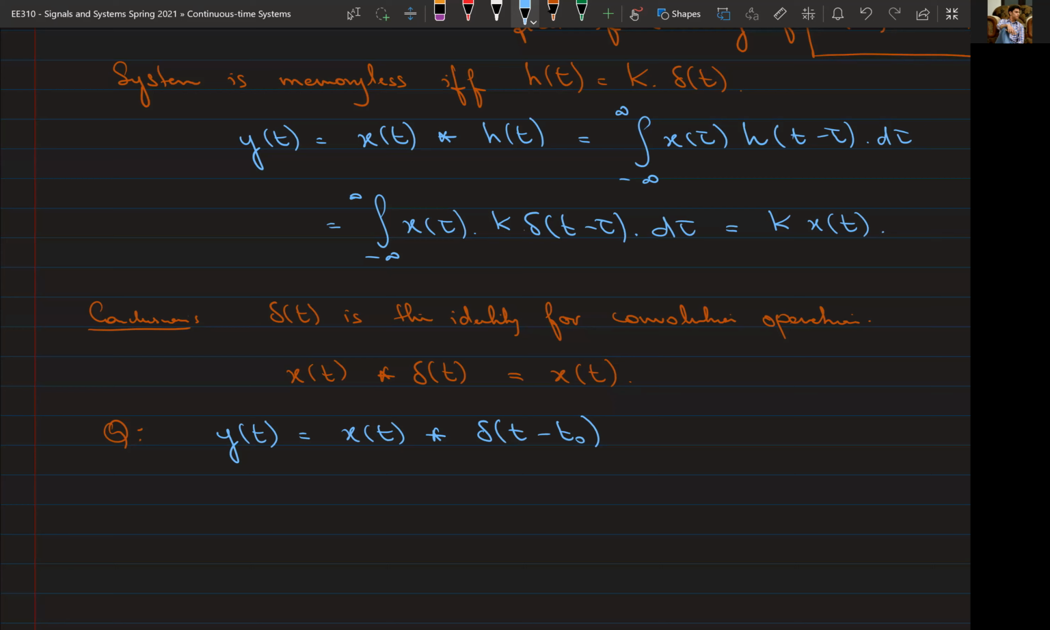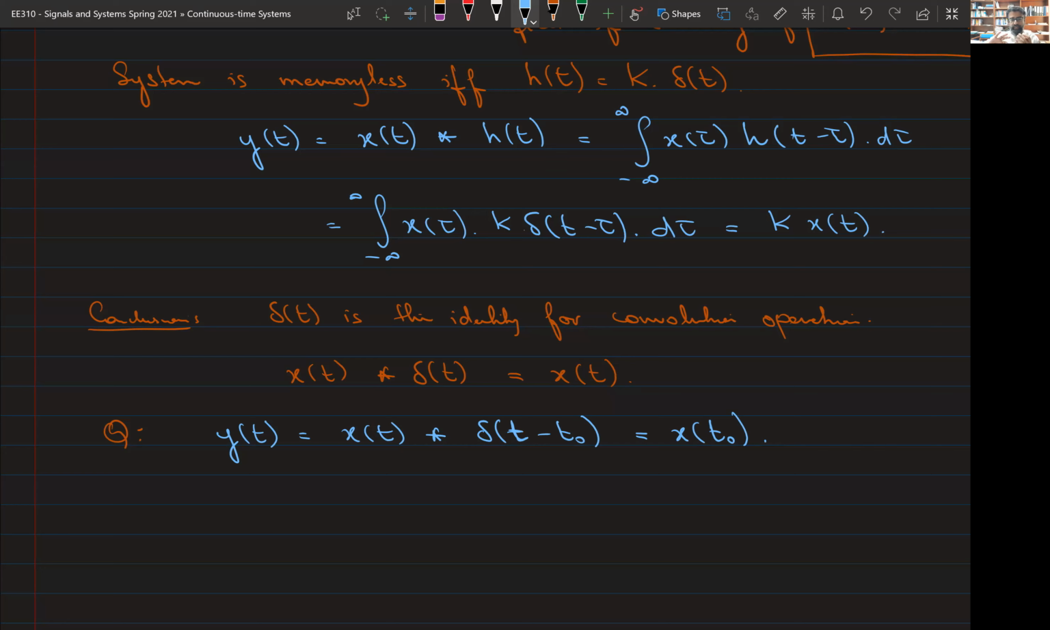Right? So x of t naught. Sorry, x of t naught. Now you can go about this by plugging in the definition of the convolution operation and applying the sampling property of the unit impulse. That's one way you should do it, and you should go ahead and do it. The other one is just because of the fact that the system is time invariant.